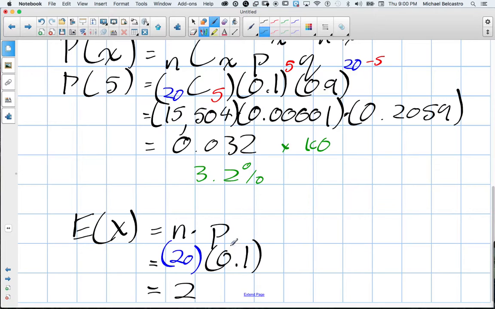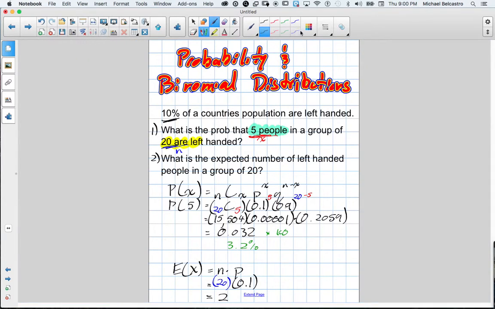So when doing a trial like this, if you're pulling 20 people, you should expect about 2 of them to be left-handed in this trial.